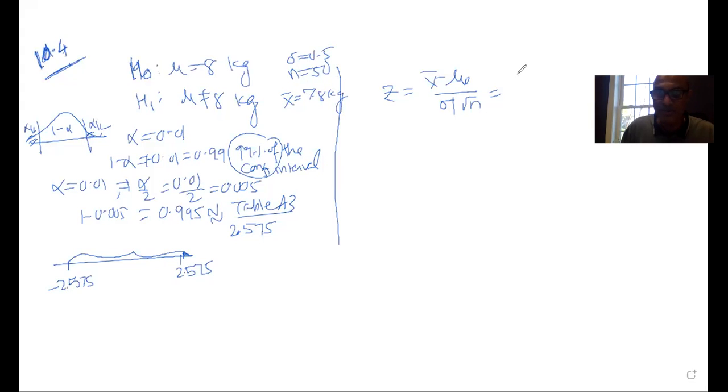So let me use these numbers over here. 7.8 minus nu 0, which is 8, divided by sigma over square root of n, is 0.5 divided by square root of 50. If you use your calculator, you get negative 2.83. At this stage, you can come to the conclusion, depending on the nature of the example and which form it is asked for. So it is negative 2.83, and negative 2.80 is somewhere over here.